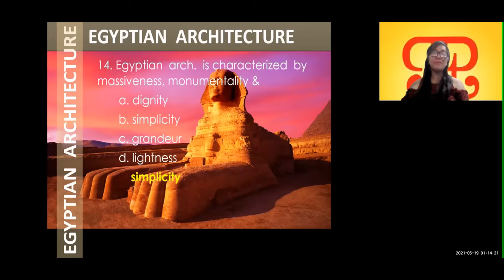It's very evident that they don't have downspouts, they don't have gutters, they don't have roofings, but instead they have flat roofs, or they have what they call lacunaria, the ceiling from their temples. And of course, we know that they have their pyramids, which have massiveness, monumentality, and simplicity, because it doesn't have a window.